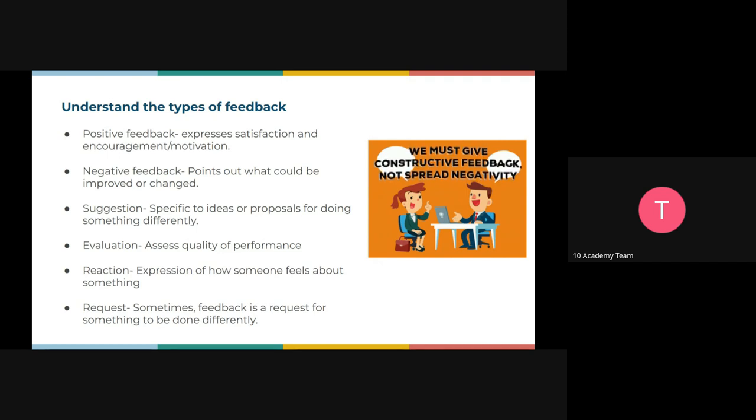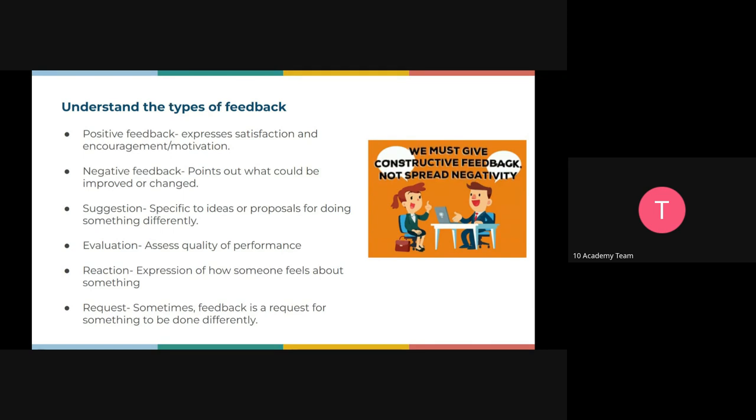The other type of feedback is negative feedback, and in our place it's sometimes also known as constructive criticism, and it points out what could be improved or changed in your work. So sometimes this negative feedback can make us feel as if we're insufficient, or it makes us feel bad because we feel like we've done all these things, but my manager didn't like the work that I did. So that's negative feedback, and we're going to see how to react to it and also how to give it effectively so as to avoid hurting your team members' feelings.